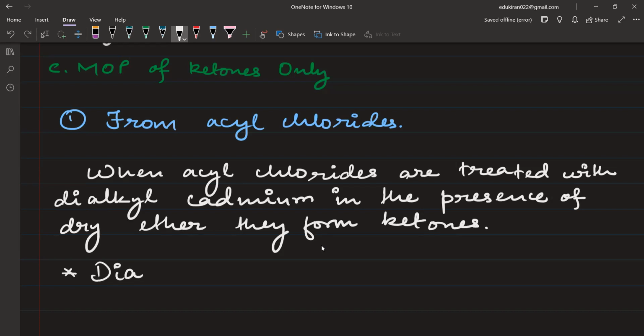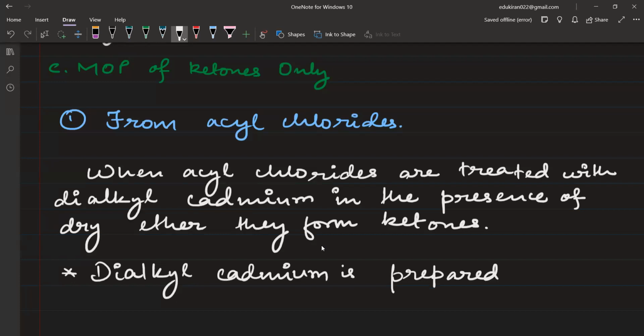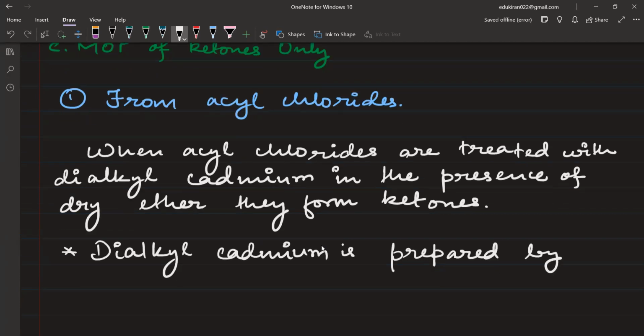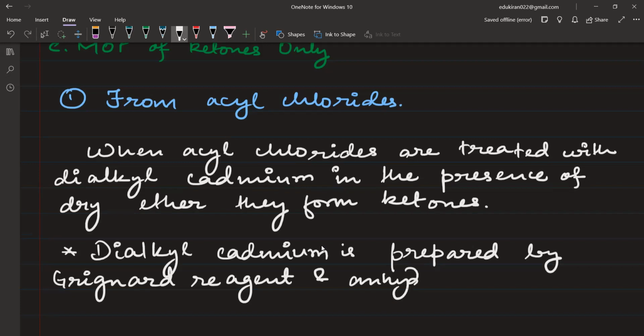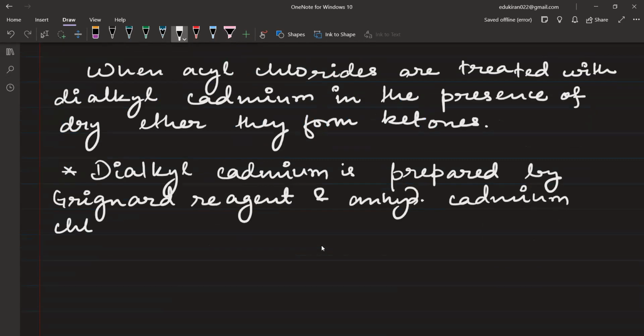How can we prepare dialkyl cadmium? Dialkyl cadmium is prepared by Grignard reagent and anhydrous cadmium chloride. Please write this down. Let me know once you're done. Then I will explain the reaction.